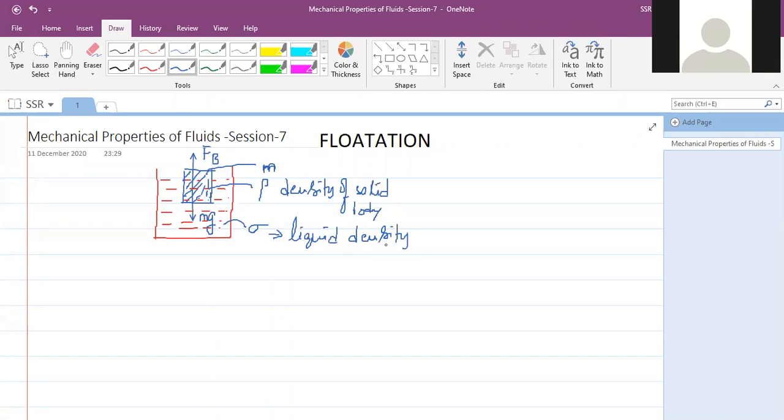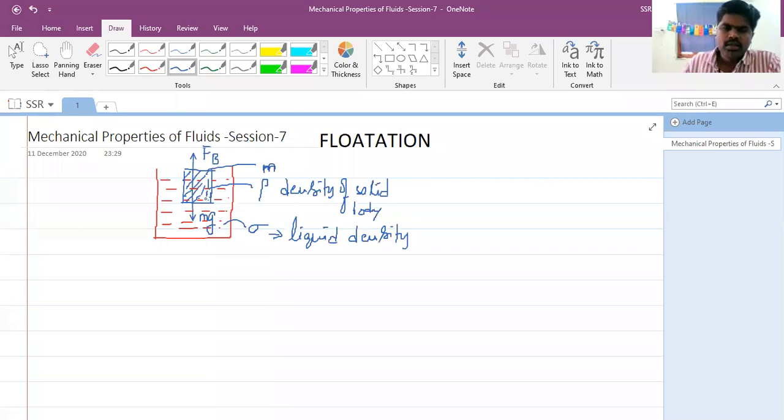Now suppose the body is at rest in the static liquid. That means it is floating. Suppose the volume of the solid body is capital V. Then definitely, if the body is floating, the buoyancy force Fb will balance the weight of the body. Then only can we say the body will float on the surface of the liquid, partially or fully.